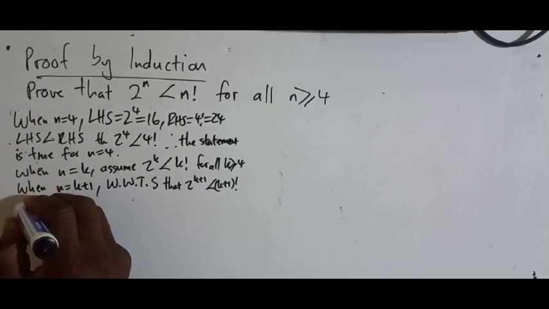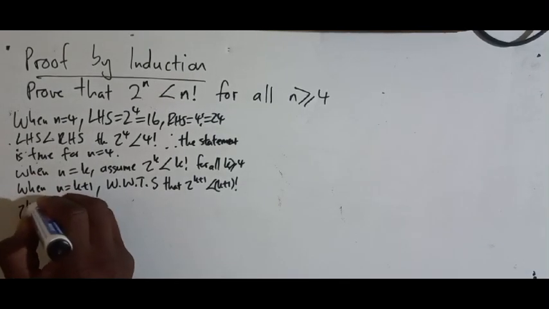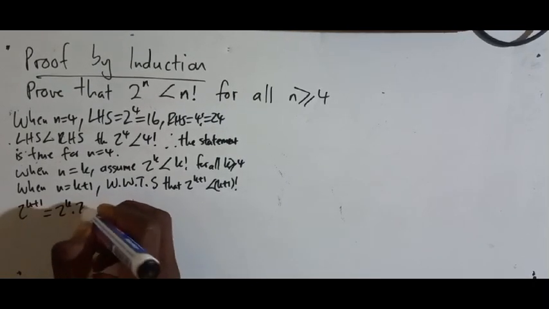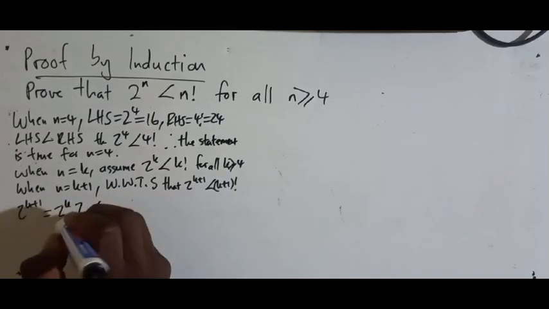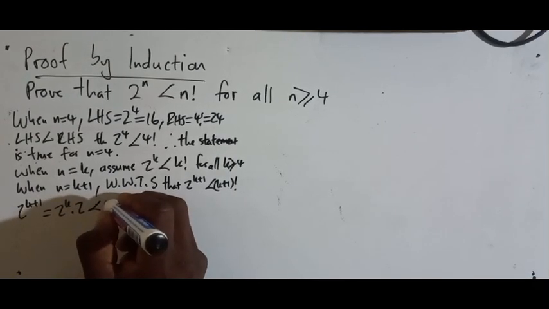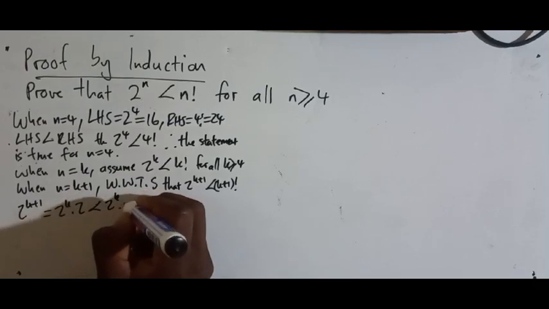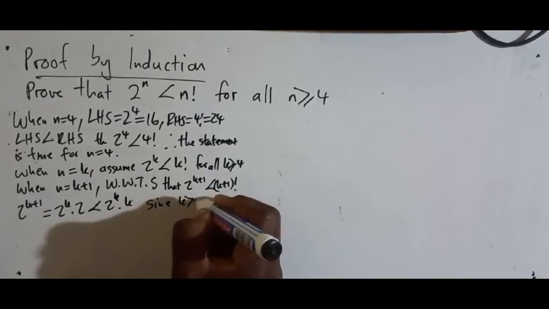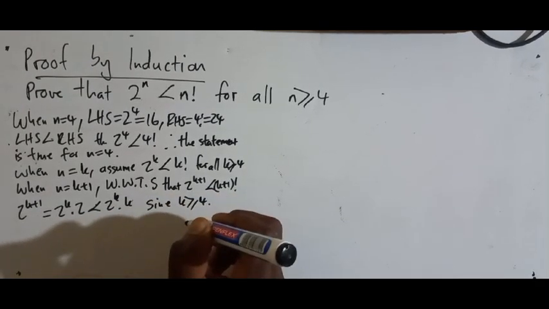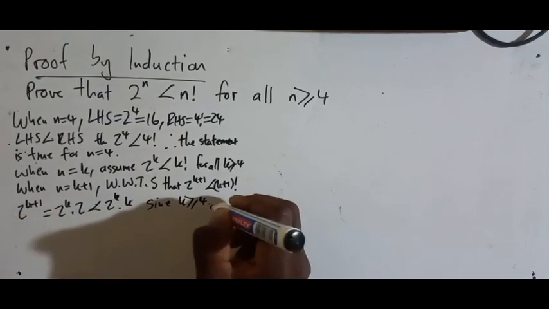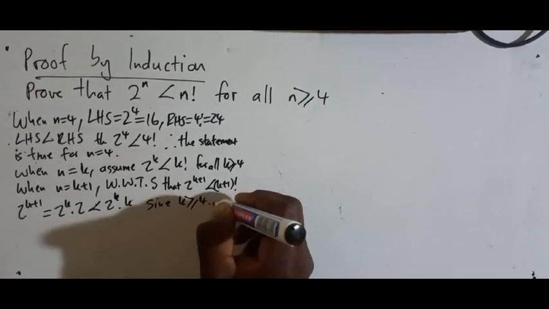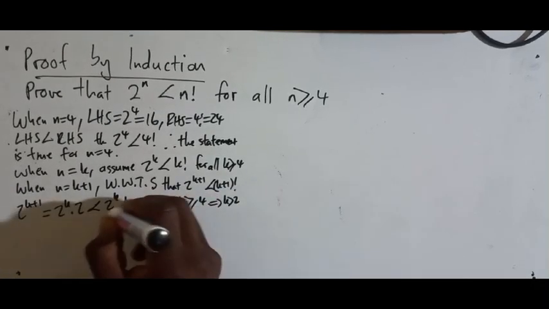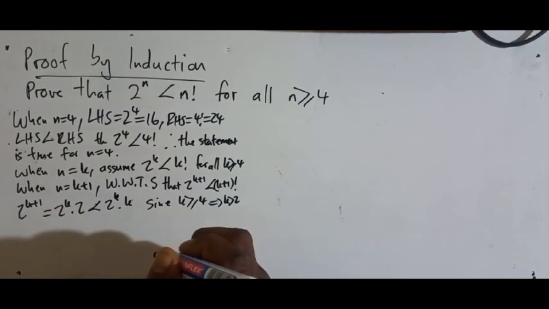So we start from the left hand side. 2 to the power k plus 1 equals 2 to the power k times 2. You can see that this is less than 2 to the power k times k, since k is greater than or equal to 4. So it means k is greater than 2. Since k is greater than or equal to 4, this implies k is greater than 2. That is how we end up with that inequality.